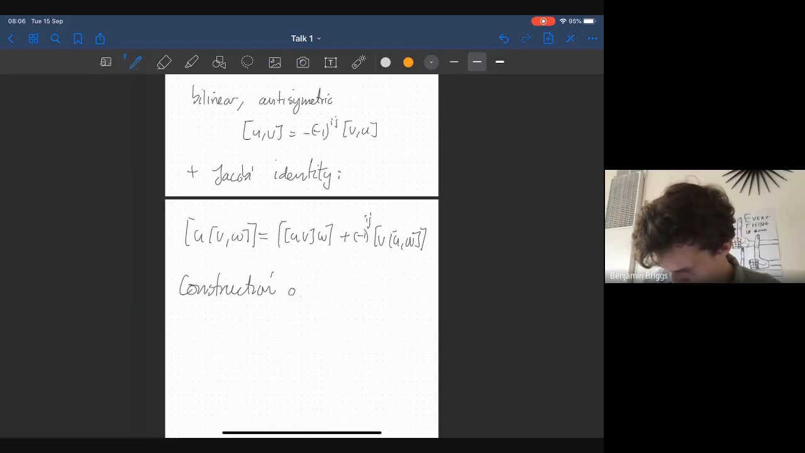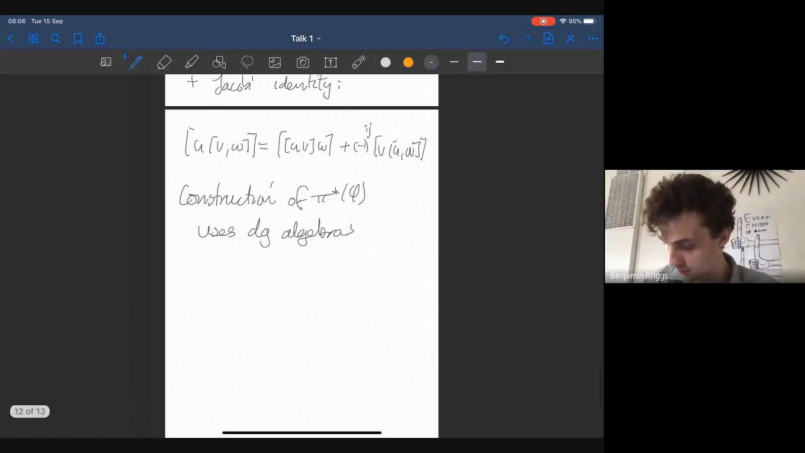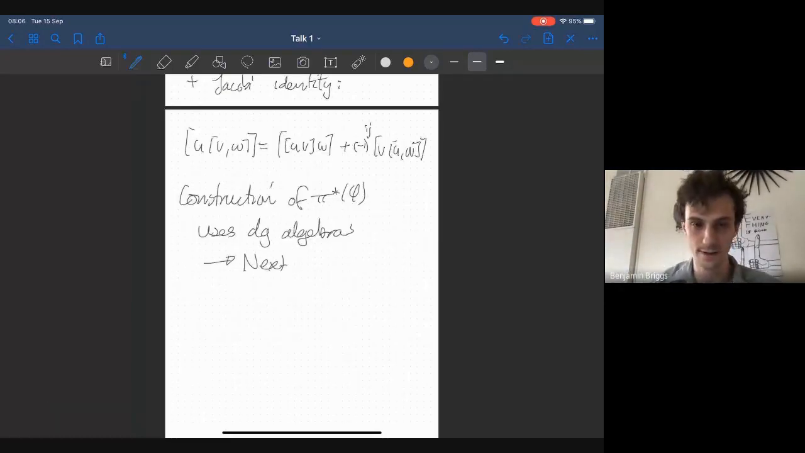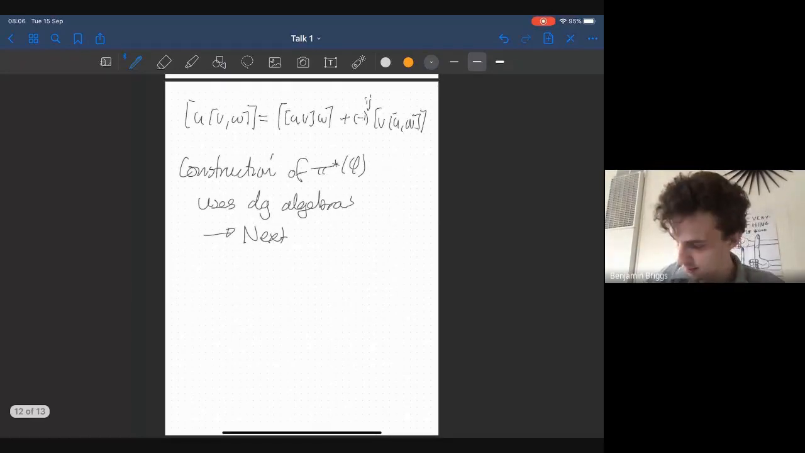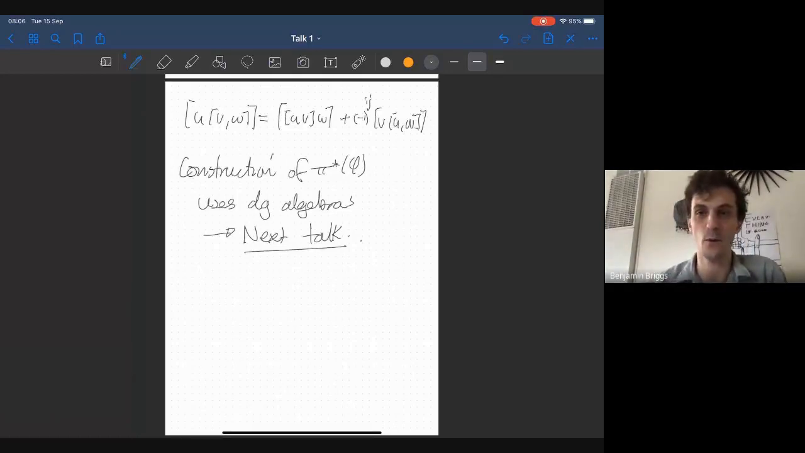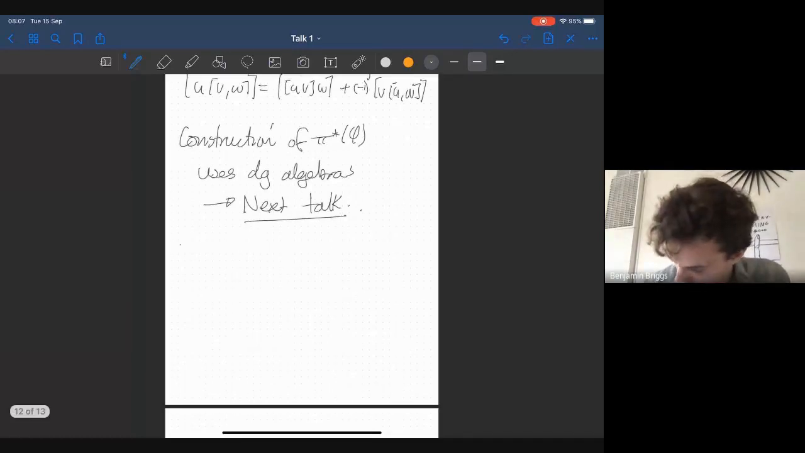So anyway, the construction of pi star of phi. It's quite involved, or at least the way I want to do it is quite involved, and pretty much every method is involved to some extent. So I'll just say it uses DG algebra techniques, and I will explain it next talk. Maybe I'll start explaining it this talk. I have time. So I promise I will explain how to construct the homotopy Lie algebra. For now, I just want to motivate why this is an important thing. I'll give some examples to see what it looks like and explain some of the theorems that are known about it.